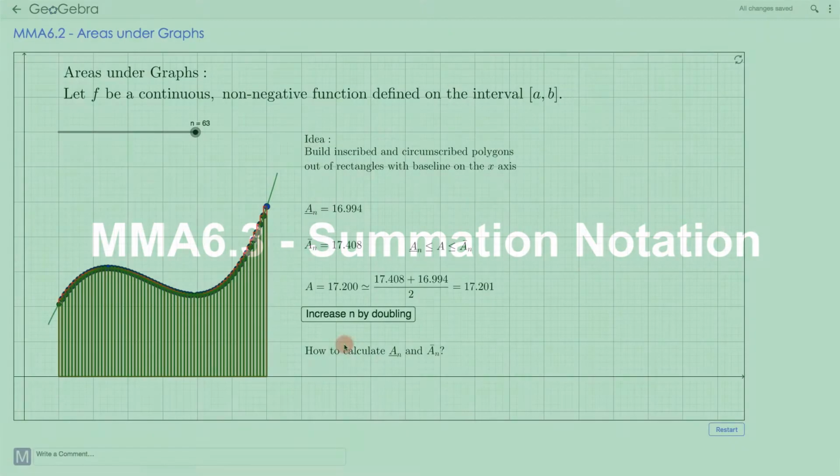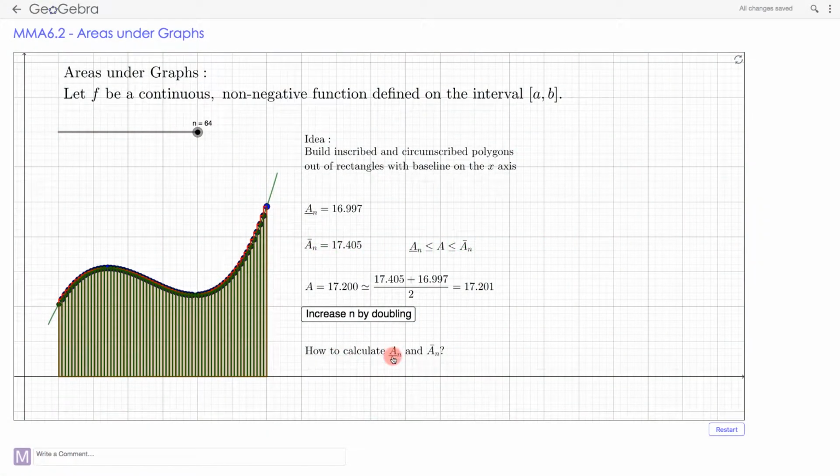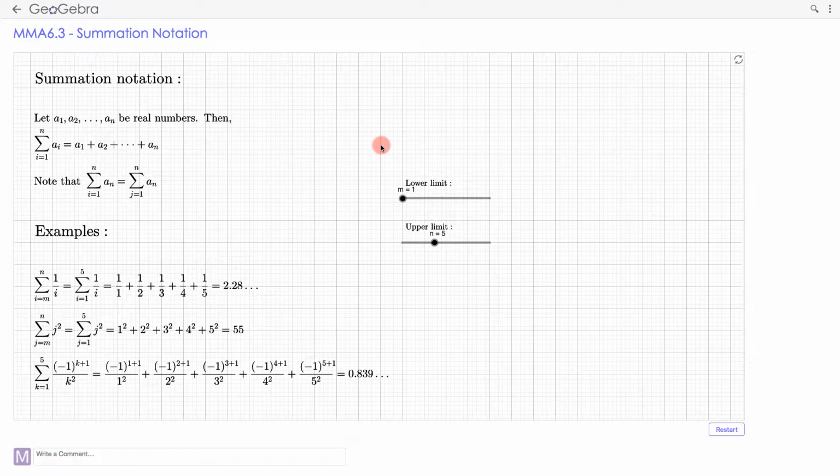So the question is now, how do we calculate this A_n subline and bar A_n? The trick to calculating such numbers is by using summation notation. So what is summation notation? Well, basically, summation notation is a notation for adding arbitrary real numbers.